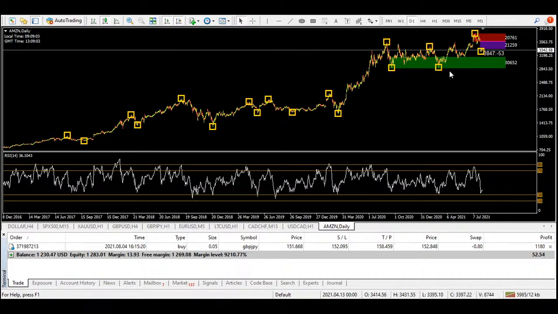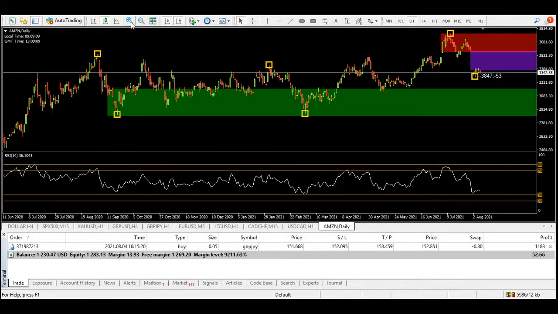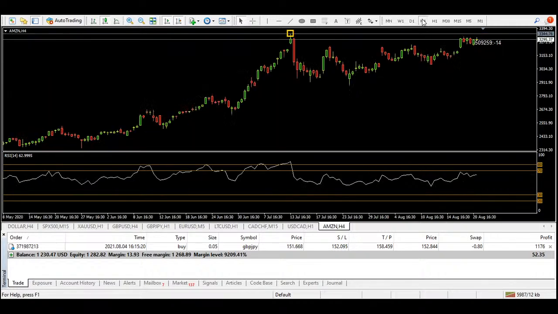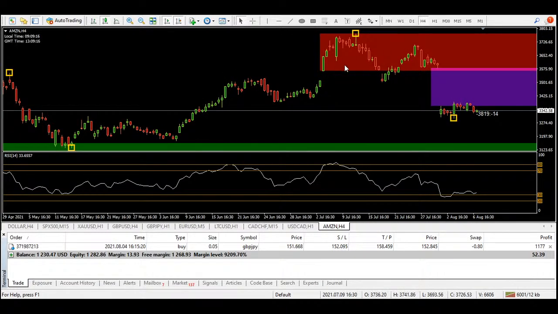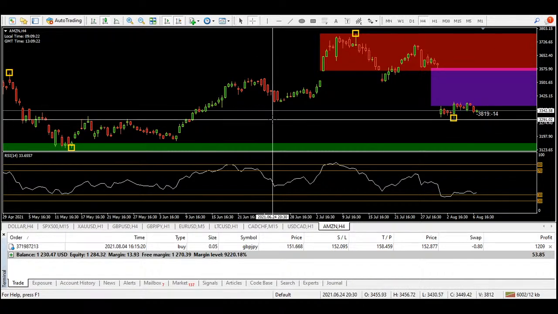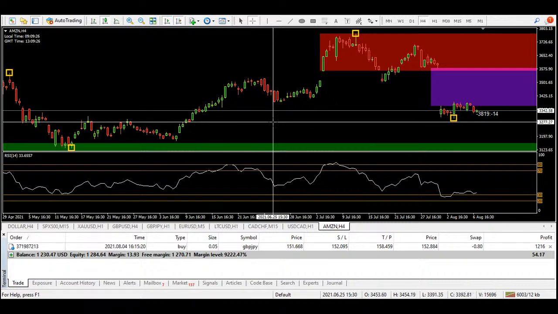Can we get a break of this to tell if we're still in the uptrend off of the bridge? Let's take a look at 4 hours. We got a base range here that is not being tested. Did it come close?